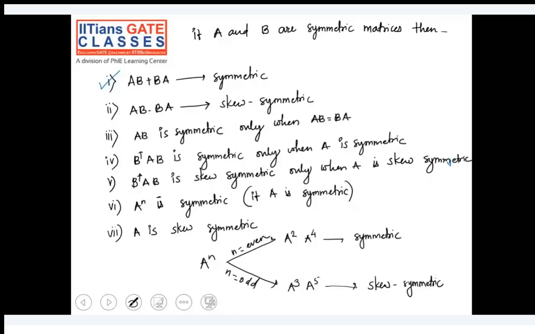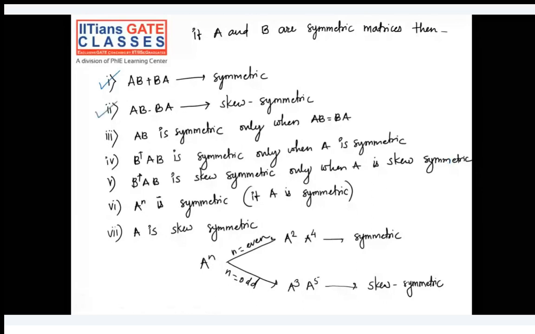Coming towards these properties, if A and B are symmetric matrices, then AB plus BA is symmetric. AB minus BA is skew symmetric. AB is symmetric only when AB is equal to BA. What is the meaning of it? You know that A into B is not always equal to B into A, right? If it is the same, in that case, AB is a symmetric matrix. That is what we should know. This is only possible when this multiplication ends up as a symmetric matrix.